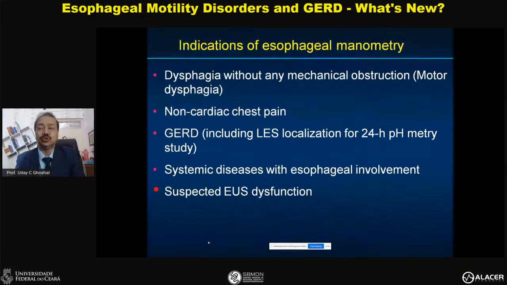Systemic diseases with esophageal involvement, for example, progressive systemic sclerosis with dysphagia. So there you talk about esophageal manometry. And in patient with dysphagia, when we suspect UES dysfunction, we may do a body manometry just to tell that the body function of the esophagus is normal.